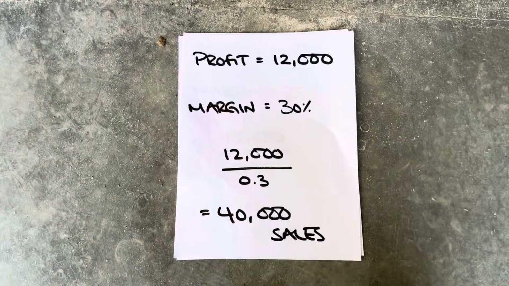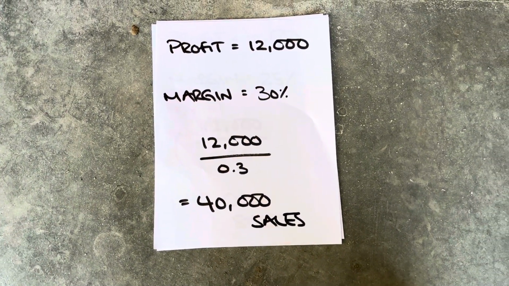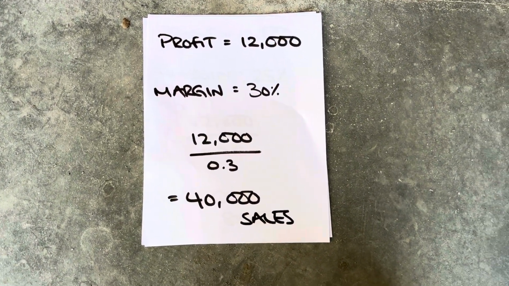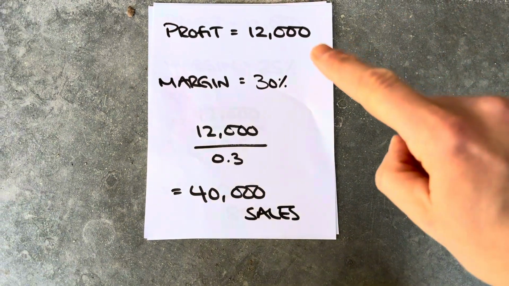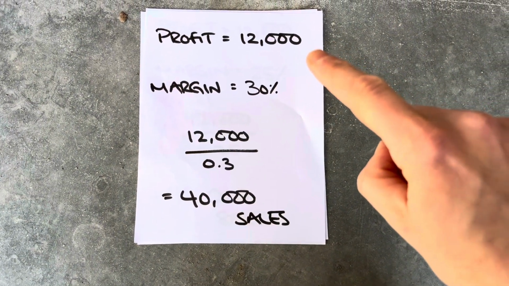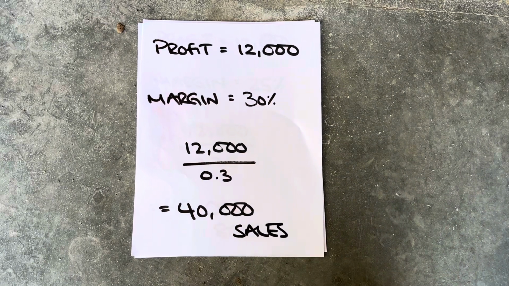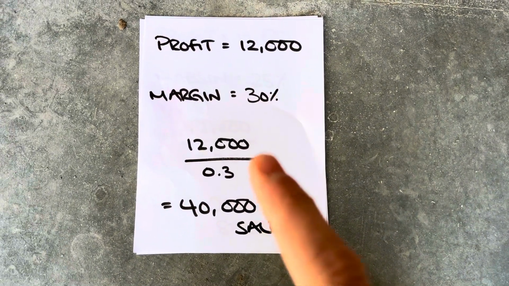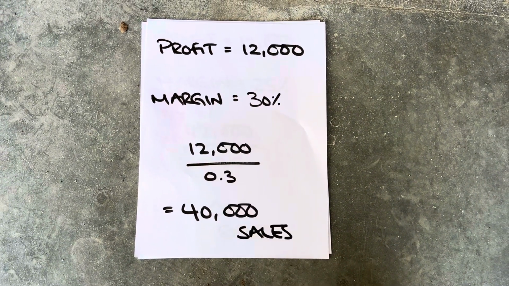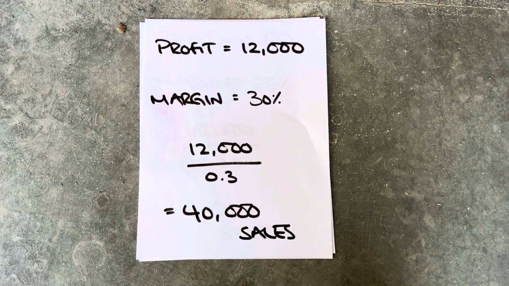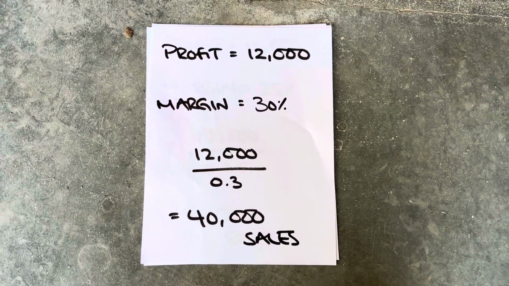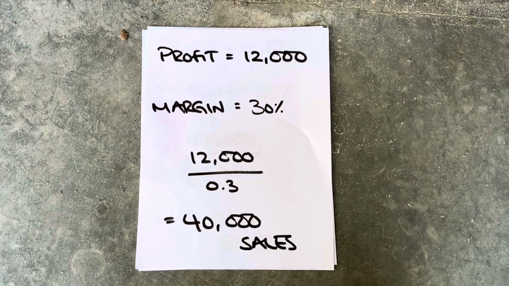Cool. So real quick, you take your profit and you divide it by your margin, and it gives you your sales. So if you want to do $12,000 in profit this year, that's what you want to earn, and your anticipated margin is 30%, you take 12,000 and divide it by 0.3, it's going to give you $40,000 in sales. Meaning, if you do $40,000 in sales, you have 30% margin, you'll make your $12,000 in profit.